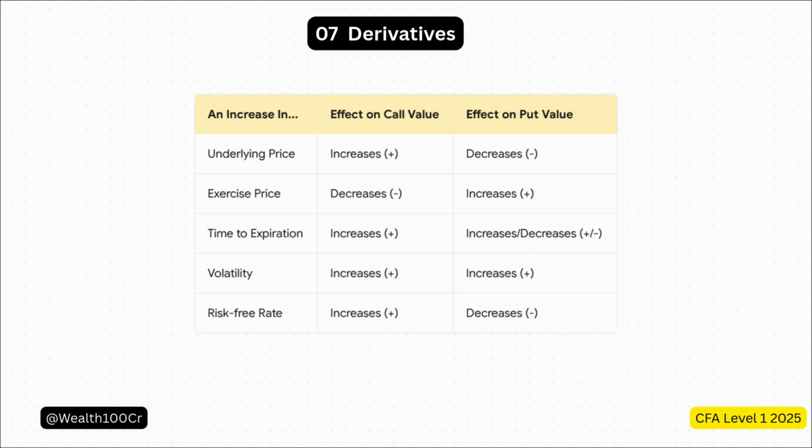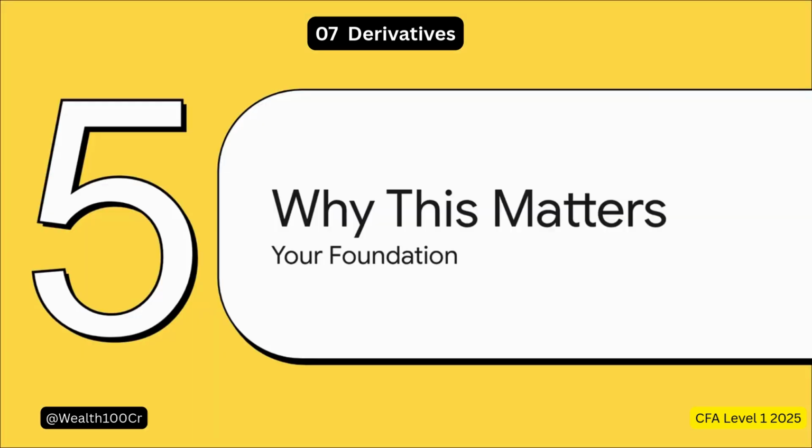See the plus signs? But now look at the underlying price. As it goes up, it helps a call option, but it hurts a put option. This is a very, very useful summary to remember. Now you may be asking, James, why have we spent all this time on these basic blocks?